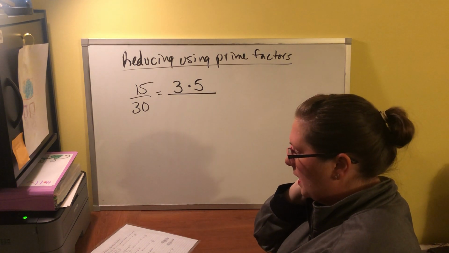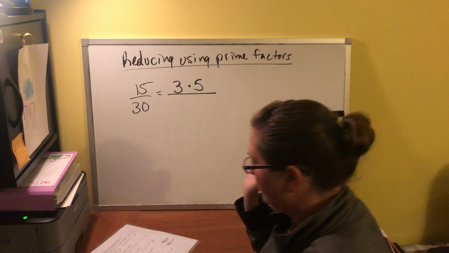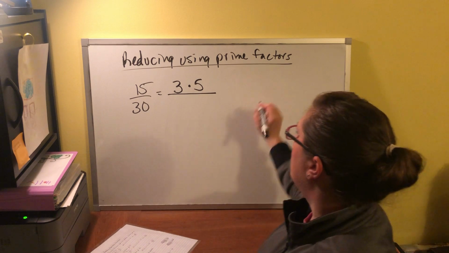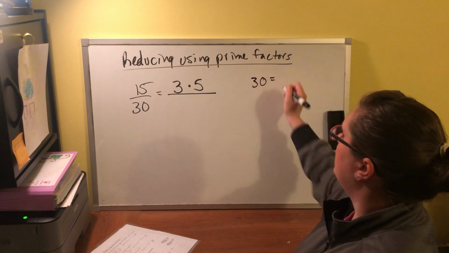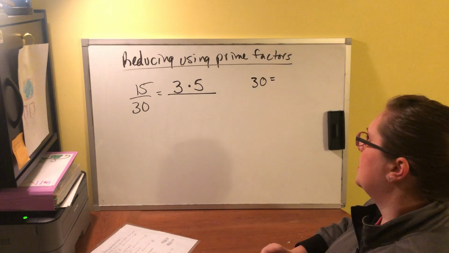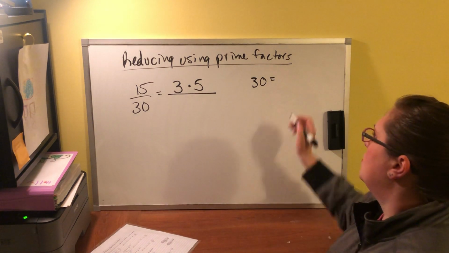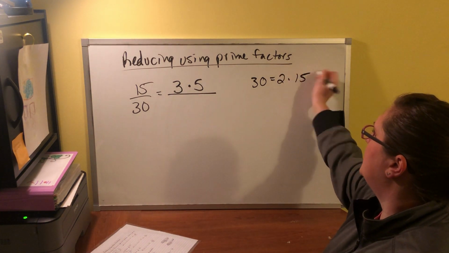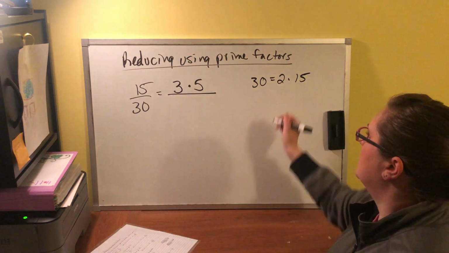So let's go ahead and look at 30, okay? We need to look at 30. And you may want to do this one on the side. So any two numbers to give us 30. So you could do 6 times 5. You could do 2 times 15. It doesn't matter either way, okay? You're going to get the same answer.